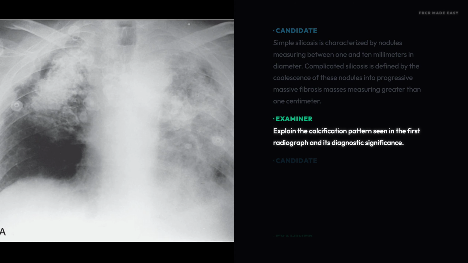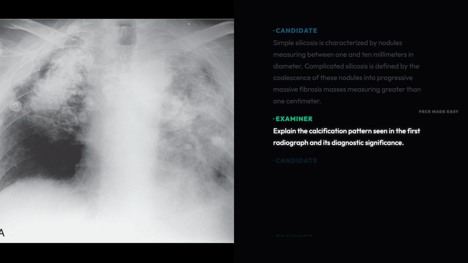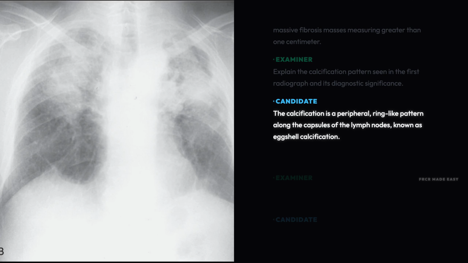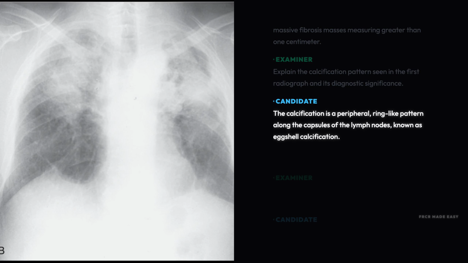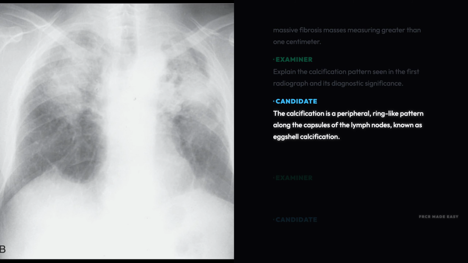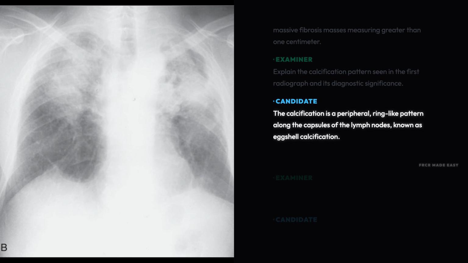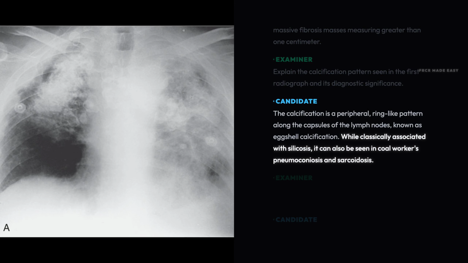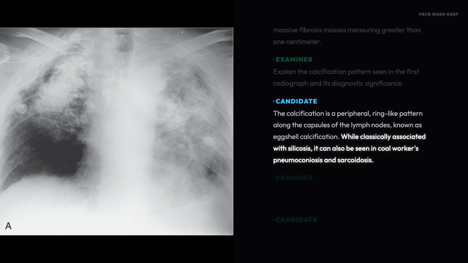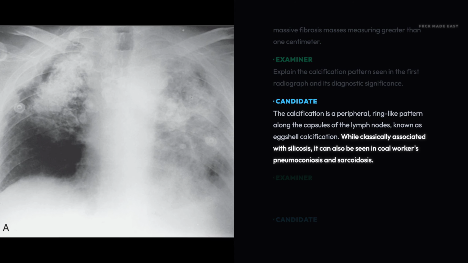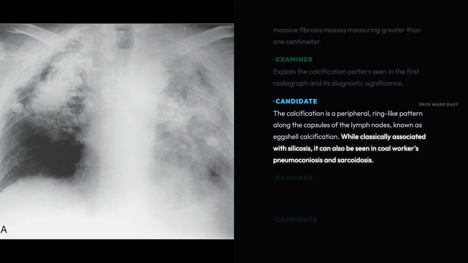Explain the calcification pattern seen in the first radiograph and its diagnostic significance. The calcification is a peripheral, ring-like pattern along the capsules of the lymph nodes, known as eggshell calcification. While classically associated with silicosis, it can also be seen in coal workers' pneumoconiosis and sarcoidosis.